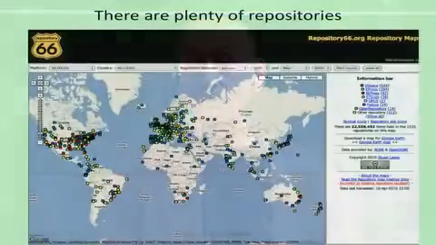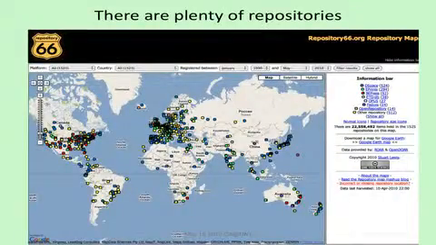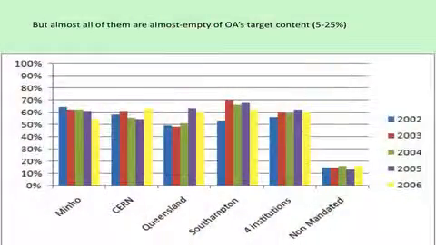We have lots of repositories. That's not the problem. The problem is that most of these repositories are near empty of their target content. As I said, only 5 to 25% of authors spontaneously deposit their refereed articles. Oh, this is what I wanted to show you. These are the deposit rates for mandated repositories compared to the little one here, which is the unmandated ones. This is the vast majority.